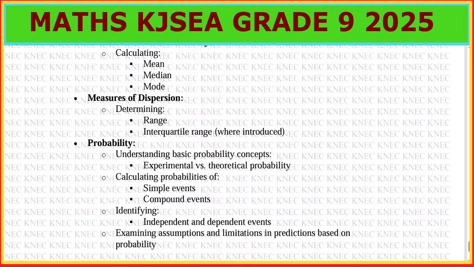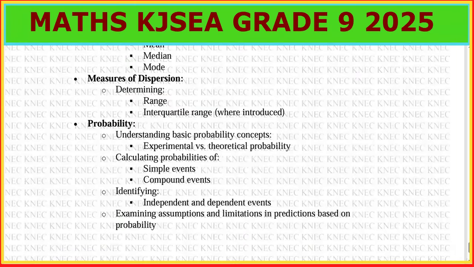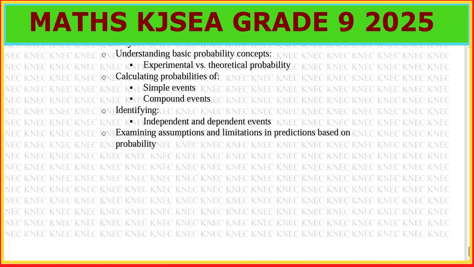Then we have probability in grade 8 and 9: understanding basic probability concepts, experimental versus theoretical probability, then calculating probabilities of simple events, compound events, and identifying independent and dependent events. Then we have examining assumptions and limitations in predictions based on probability. I think that is the last part.